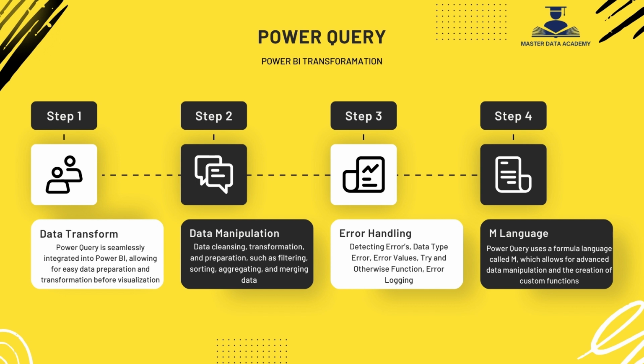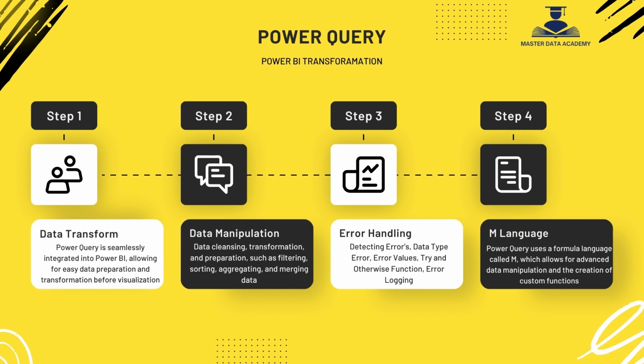Step 2. Data Manipulation. This involves cleansing, filtering, sorting, aggregating, and merging data from different sources. The goal is to organize the data properly so it can be analyzed effectively without inconsistencies.